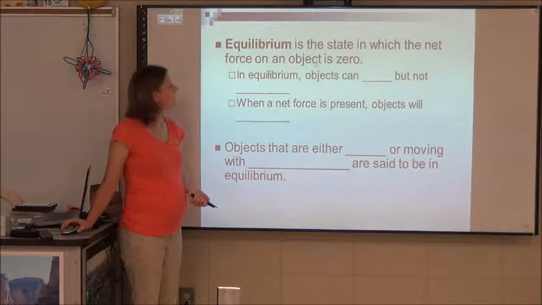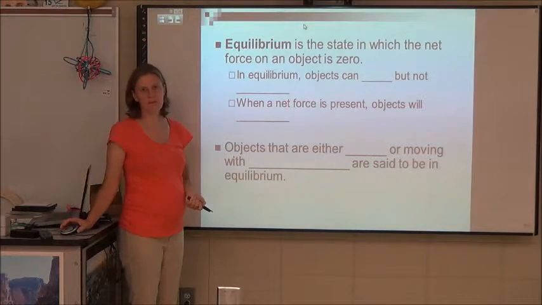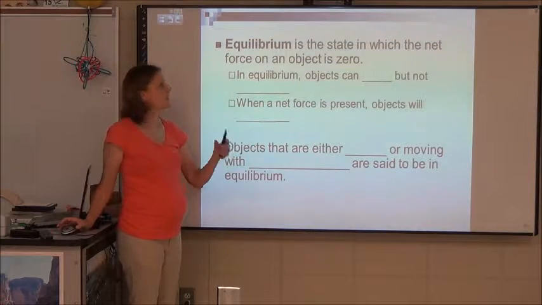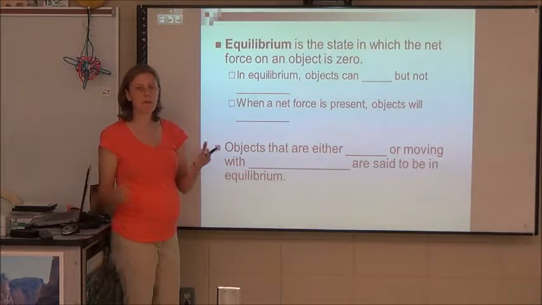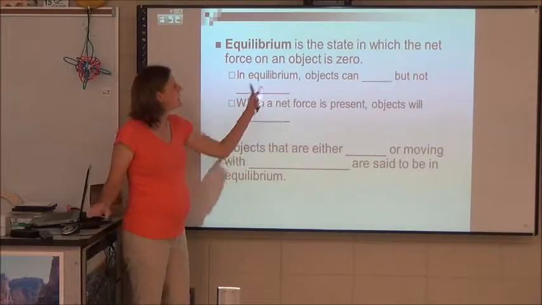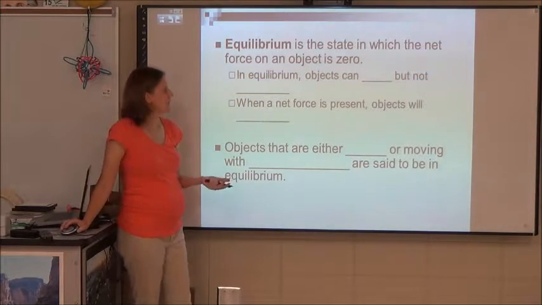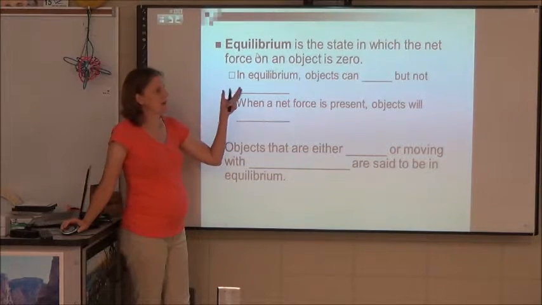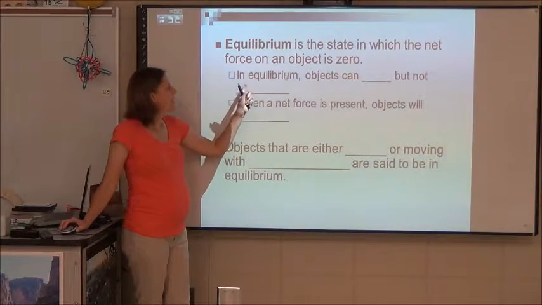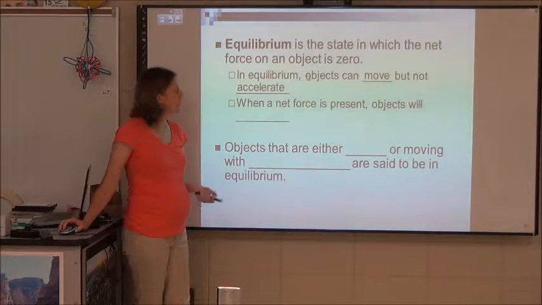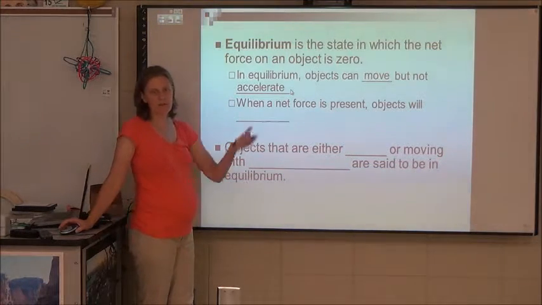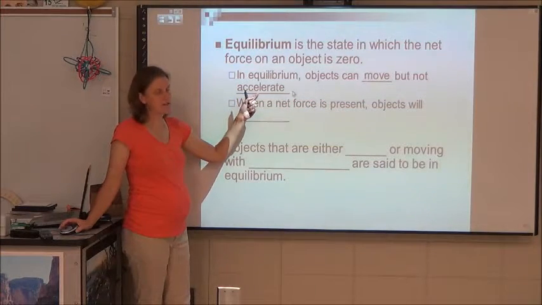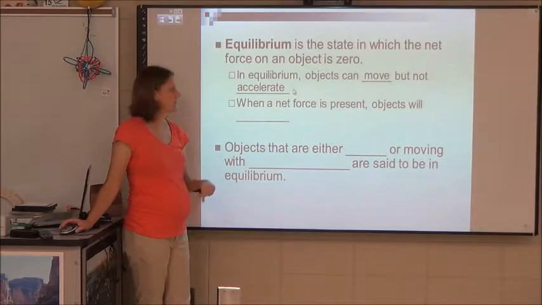Okay, the term equilibrium, that comes up in science all the time. You probably learned it in chemistry for balancing equations, or maybe the equilibrium of your inner ear. Basically it just means balance, but it's a state in which the net force is 0. So if there is no net force, then that object is considered to be in equilibrium. In equilibrium, objects, again, can move. They're just not going to accelerate, like the elevator example. It can move up at a steady pace. It's just not going faster and faster and faster if the forces are balanced.